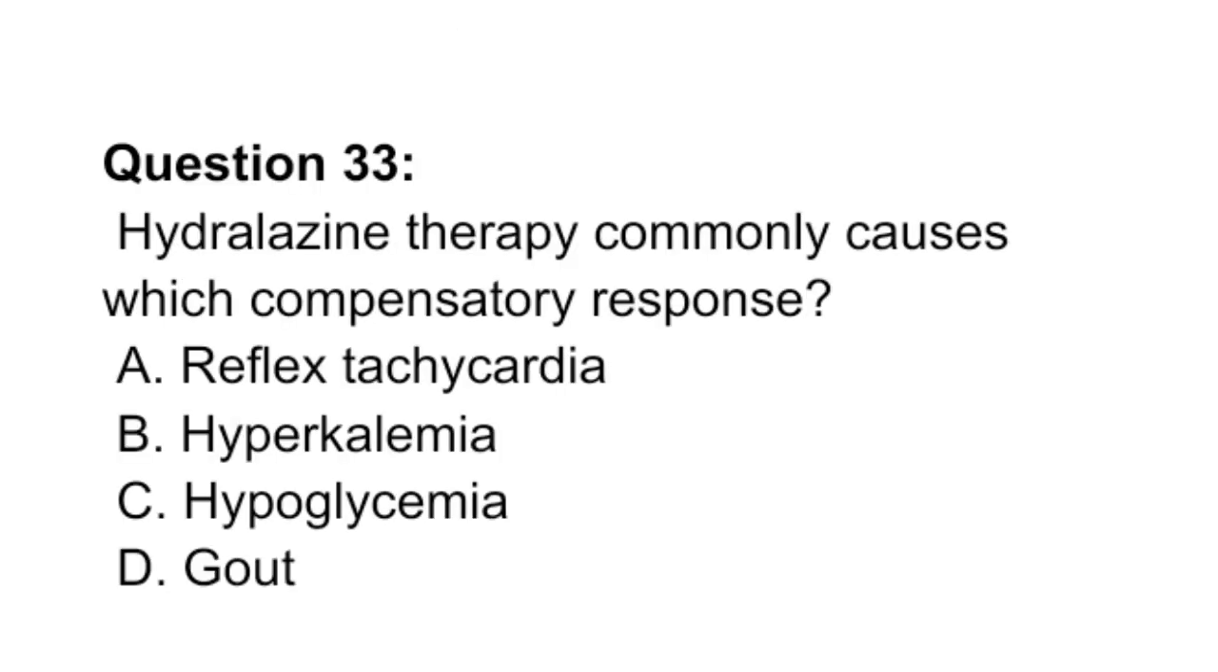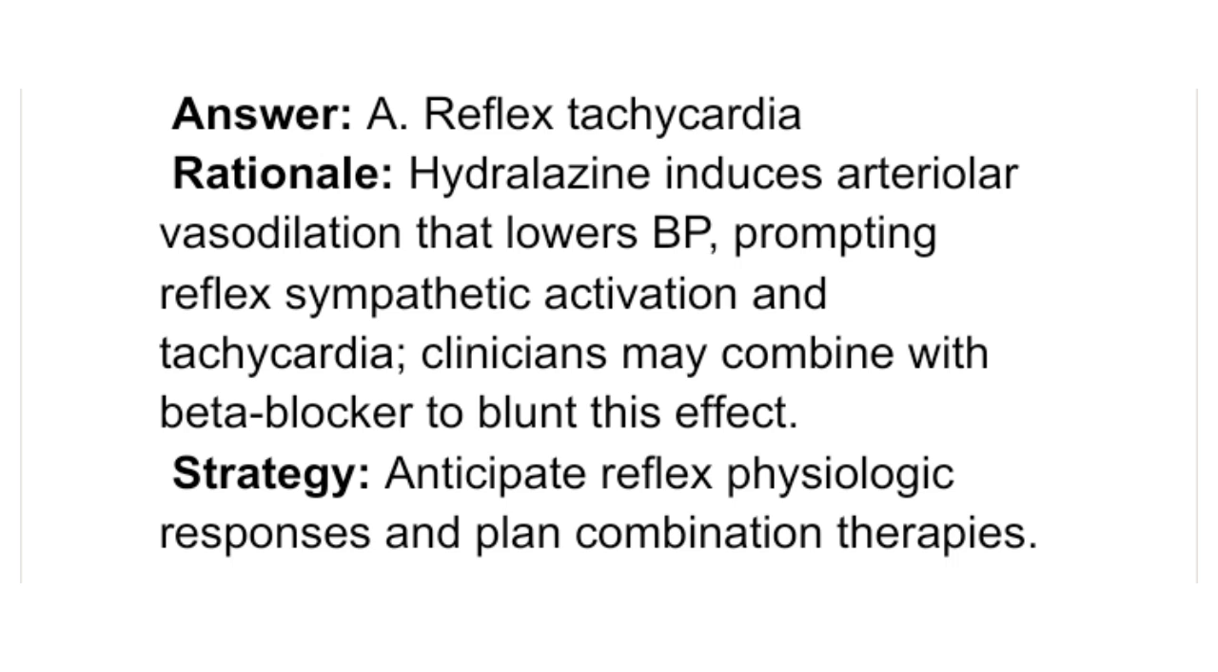Question 33. Hydralazine therapy commonly causes which compensatory response? A. Reflex tachycardia. B. Hyperkalemia. C. Hypoglycemia. D. Gout. Answer: A. Reflex tachycardia. Rationale: hydralazine induces arteriolar vasodilation that lowers BP, prompting reflex sympathetic activation and tachycardia. Clinicians may combine it with a beta blocker to blunt this effect. Strategy: anticipate reflex physiologic responses and plan combination therapies.